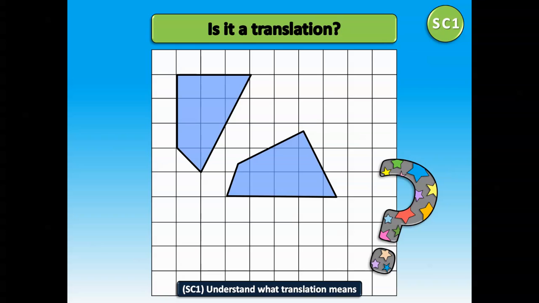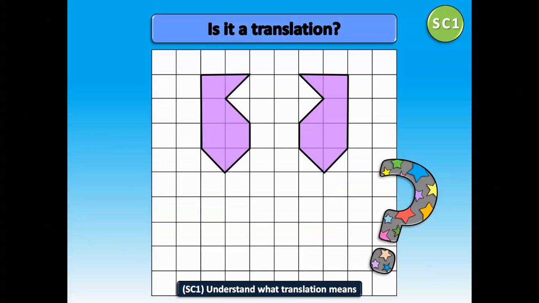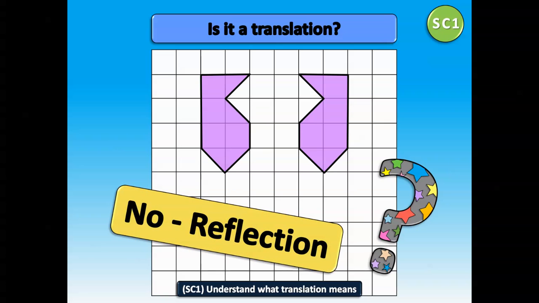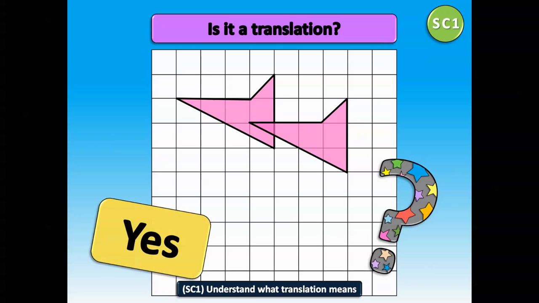Is this a translation? Well, no, it's not, because the shape has been rotated. Is this a translation? Well, this isn't a translation, because the shape has been reflected. Is this a translation? Yes, this is a translation, because the shape has moved.